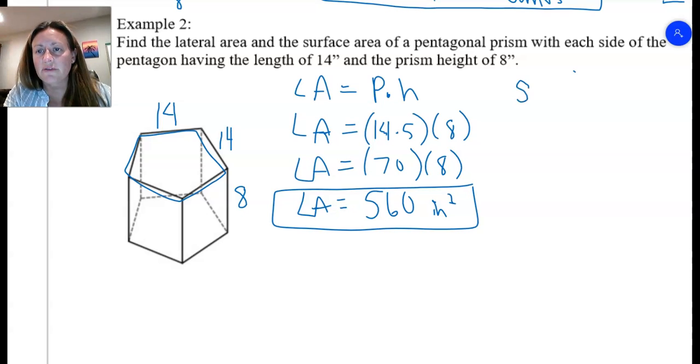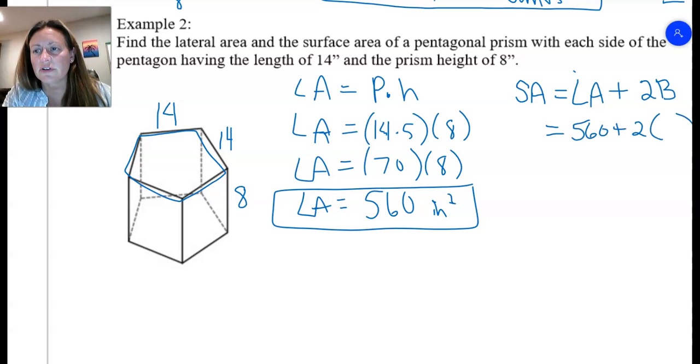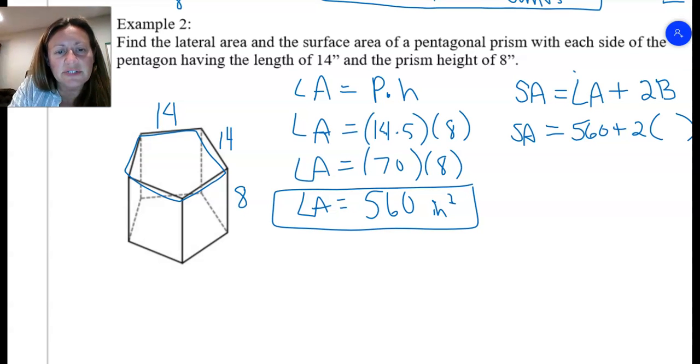All right, so if we want to now find the surface area of the entire solid, we're going to have to start with the lateral area and add the two base areas. So the areas of the two pentagon bases. All right, so it's going to be 560 plus 2 times whatever the area of one of those pentagon bases is. All right, I'm going to leave that there for right now, and I'm going to kind of come off to the side and talk about how to calculate the area of one of these pentagon bases.